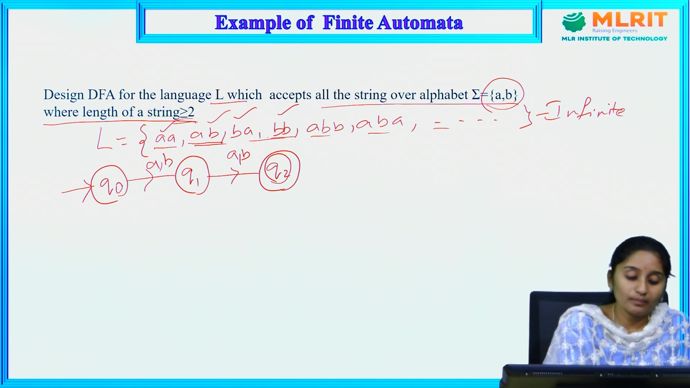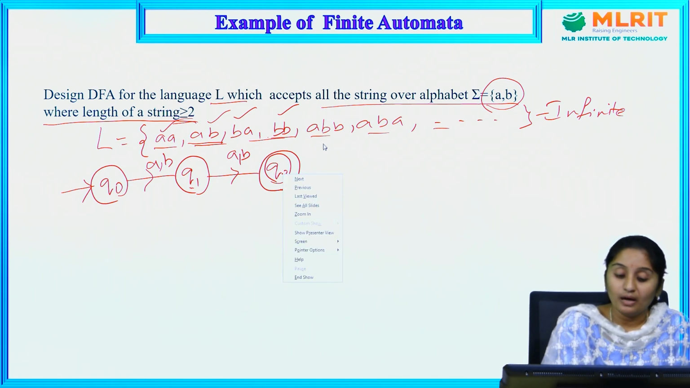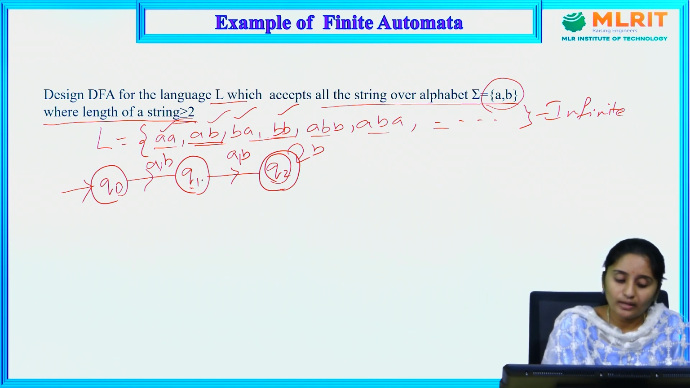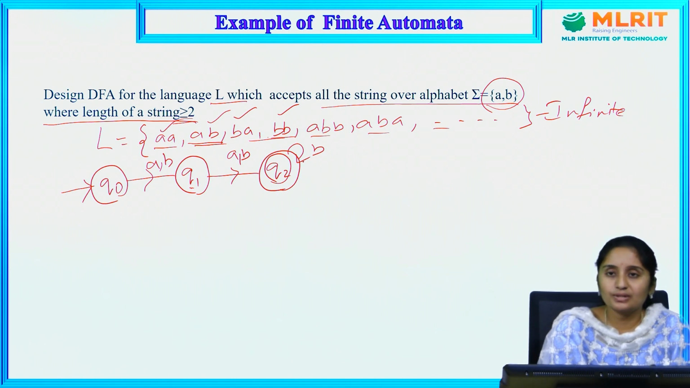The next one I have is ABB. Q0 on A, it is moving to Q1. Q1 on B, it is moving to Q2. Again, one more B is there, so I can keep B here. So what happens is, I can have one more B. Q0 on A, Q1, Q1 on B, Q2. Q2 on B, self loop. Even with the self loop, it is reaching the final state.